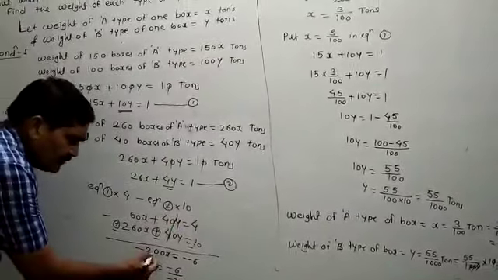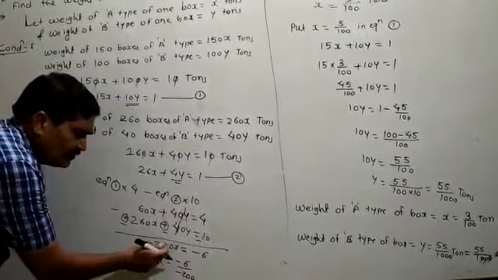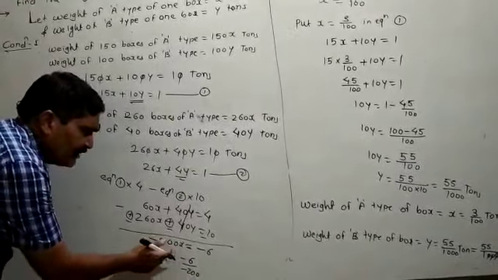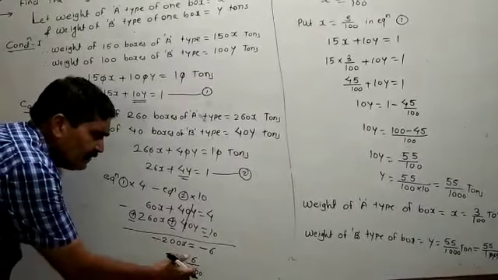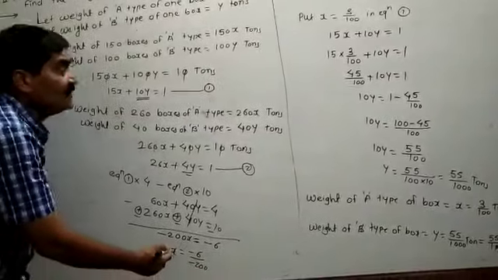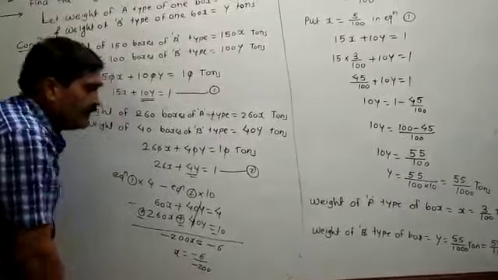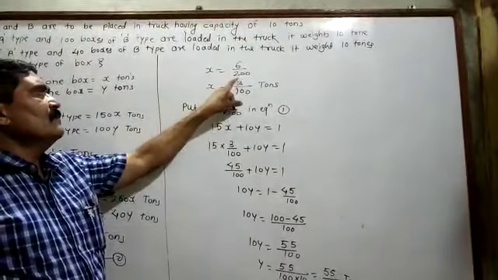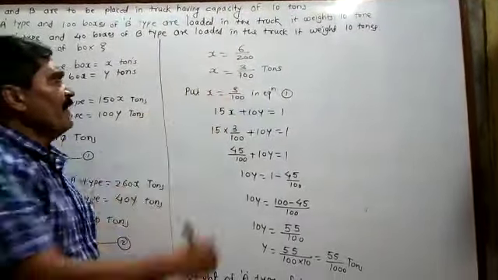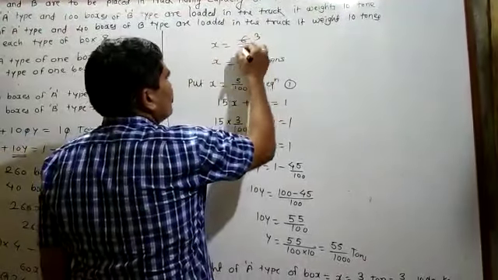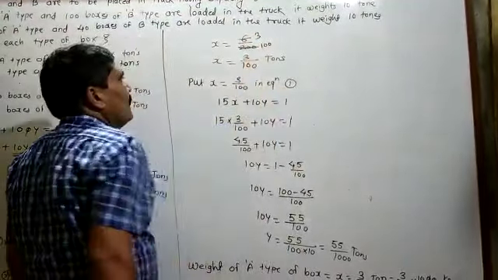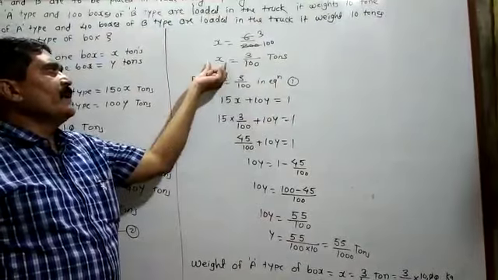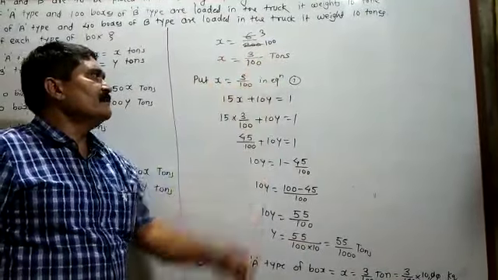If you transpose this minus 200 to that side, multiplied by 200 becomes minus, divided by minus 200. This minus sign will get cancelled, and what will come? 6 upon 200. X is equal to, you have to divide it by 2. 2 3s are 6 and 2 100s are 200. At that time, the weight of A type of the box, 3 upon 100 tons, will come.